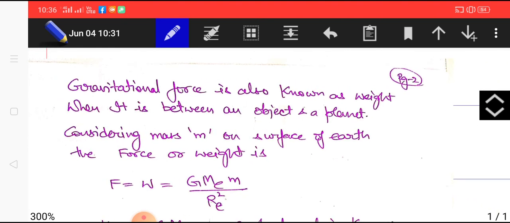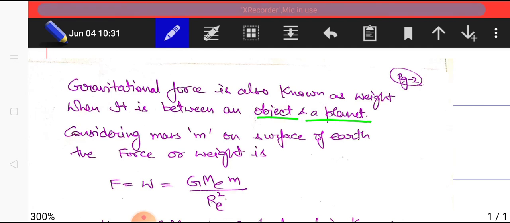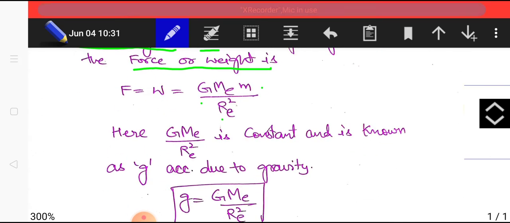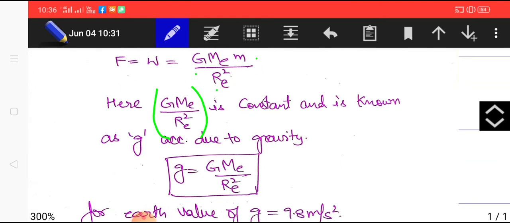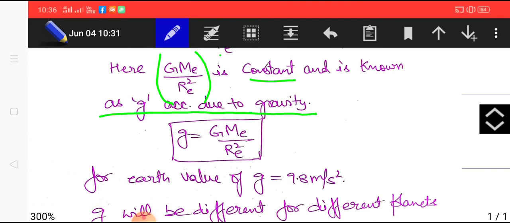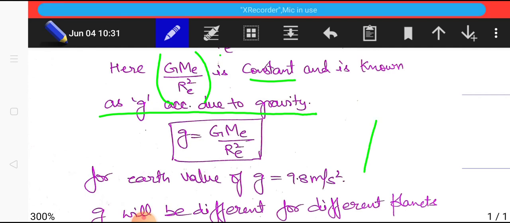So gravitational force is also known as weight. When it is between an object and a planet, then it is known as the weight of that object on that planet. Considering object mass small m on surface of earth, force or weight is given by G mass of earth into mass of object divided by radius of earth का square. And this quantity in this relation, G mass of earth divided by radius of earth square, is constant and known as acceleration due to gravity. We represent it by small g. So small g is equal to capital G mass of earth divided by radius of earth square.